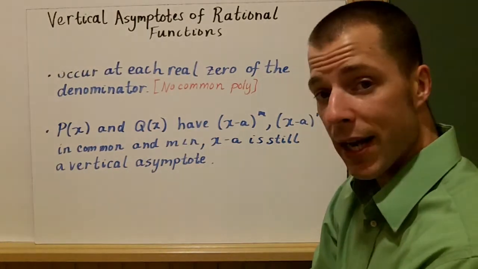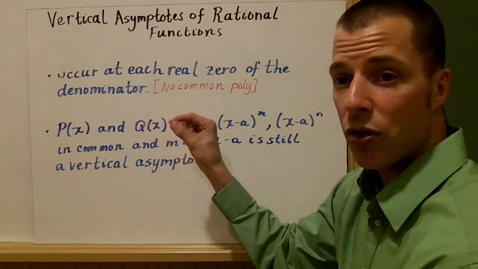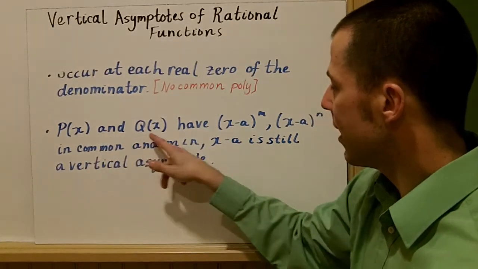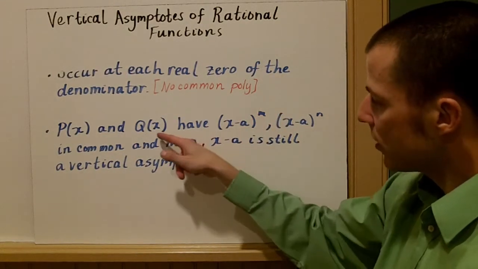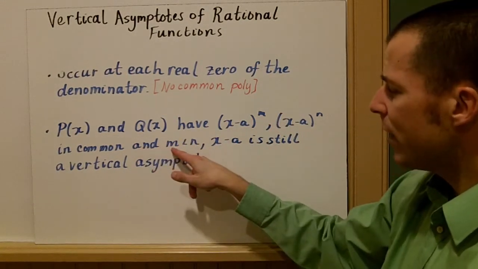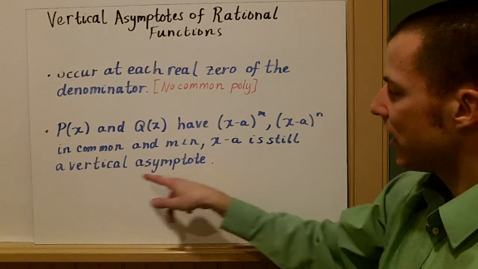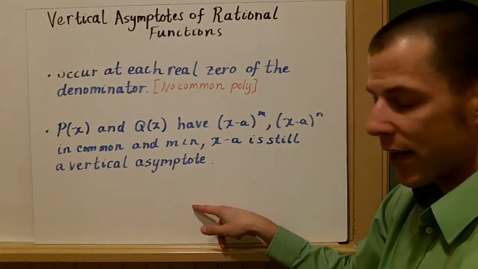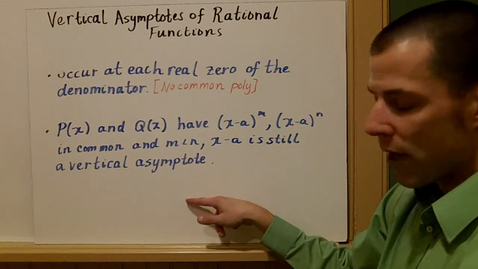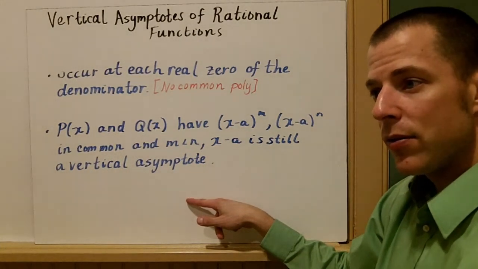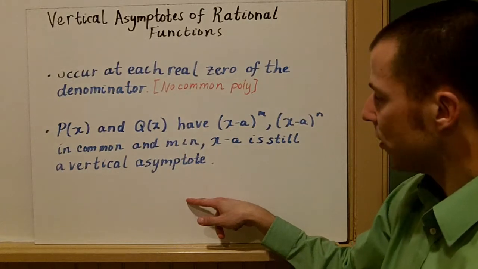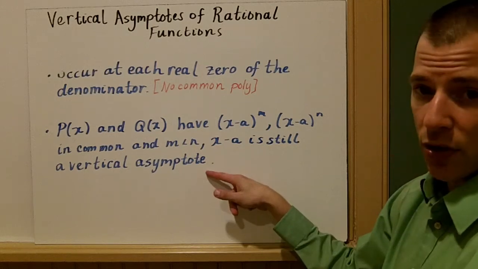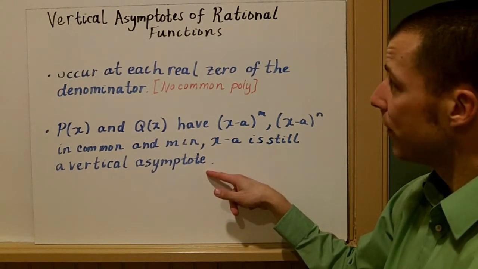The only time that doesn't happen is if we have something common in the numerator and the denominator that we can remove. Okay? So if the numerator and denominator have this in common, and m is less than n, x minus a is still a vertical asymptote. Okay, and we'll see that. So let's say if we had x over x squared, we would still have x equaling 0 being a vertical asymptote. So if the power is less in the numerator than the denominator, a vertical asymptote will still occur.